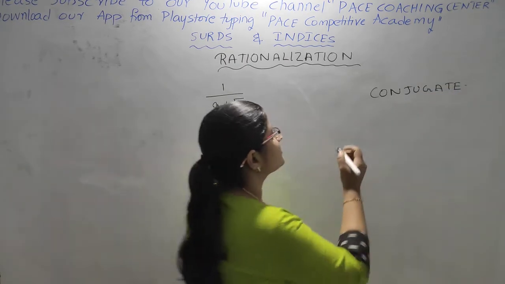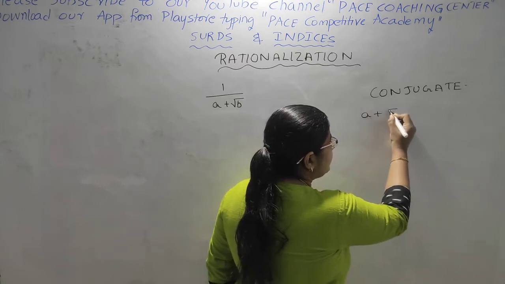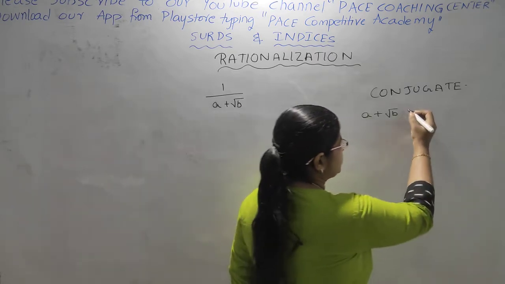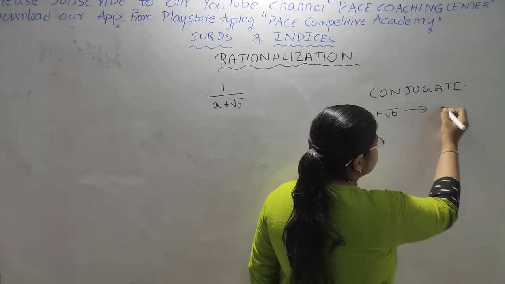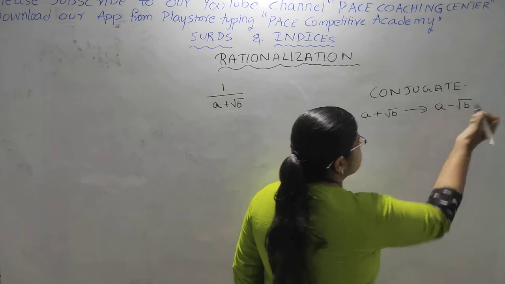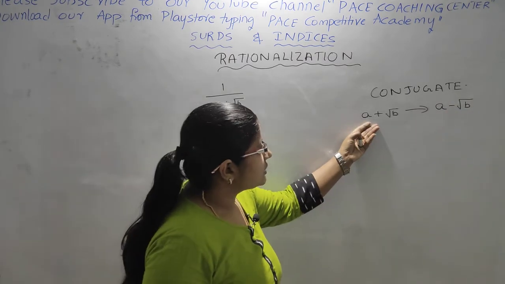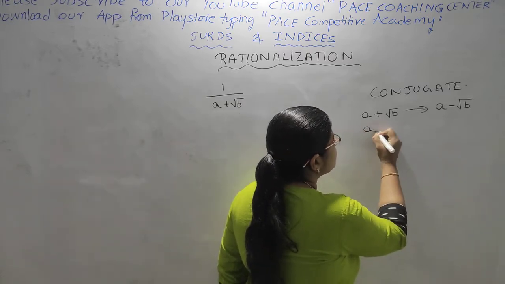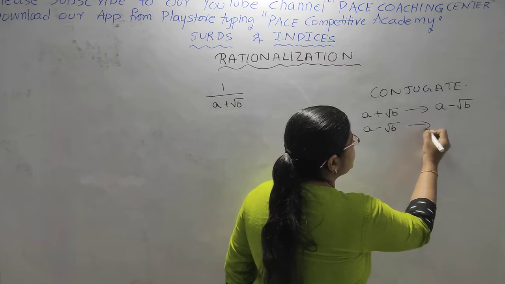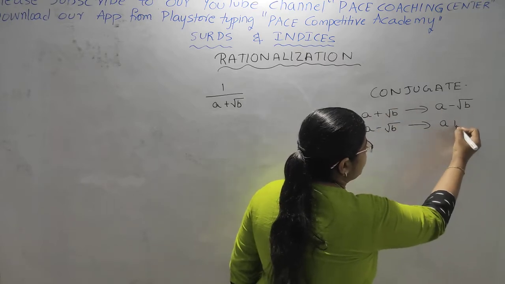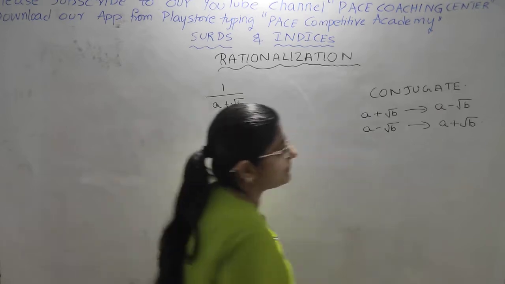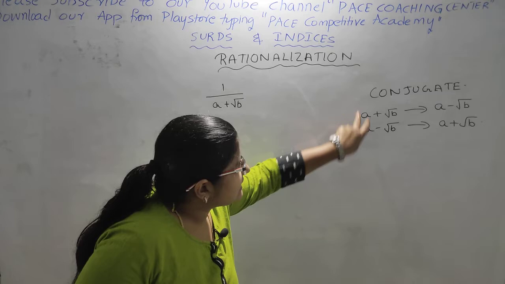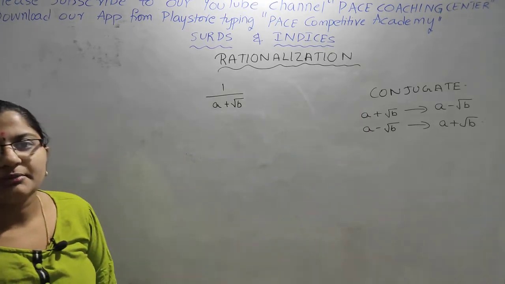So what is a conjugate? For example, a plus root b is there. What is the conjugate of a plus root b? It is very simple. In place of addition, we need to keep subtraction. So the conjugate of a plus root b is nothing but a minus root b. Similarly, the conjugate of a minus root b is nothing but, in place of subtraction, we need to keep addition, a plus root b. Very simple, right? So simply by these two examples, we can understand the term conjugate.